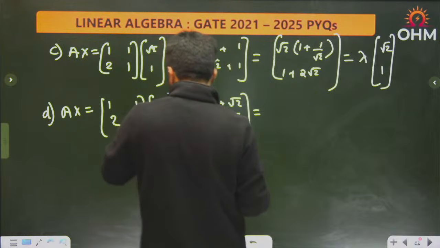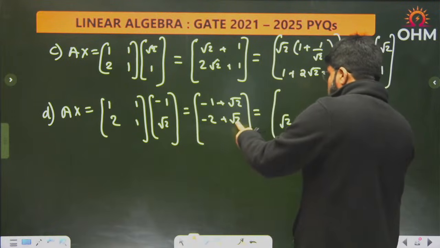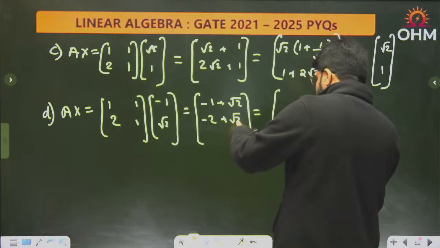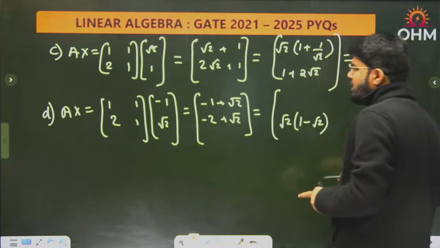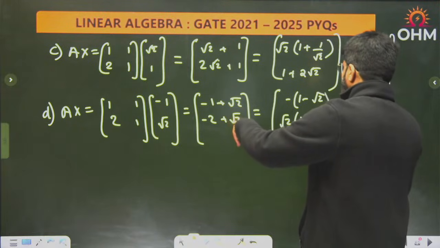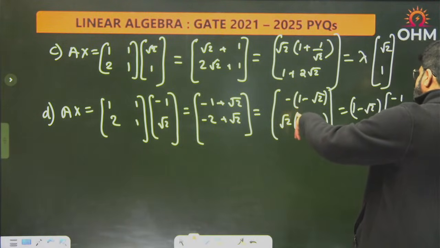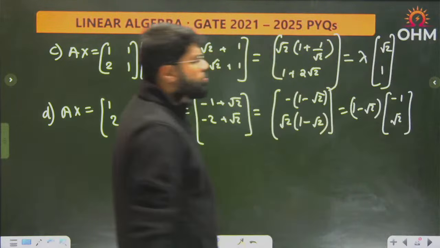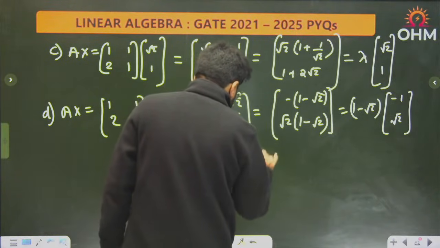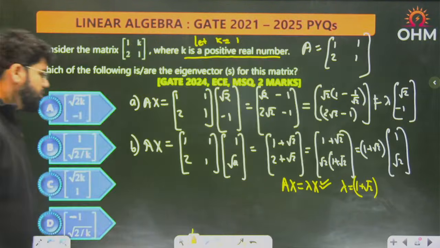Now from the second this time, I will try to take root 2 common. This will be 1 and then this will be minus root 2. Correct? So from the first I will take minus common so that I get 1 minus root 2. Now I will take 1 minus root 2 common, and then I get minus 1 and root 2, which is what was applied. That means in the D answer also, AX is satisfying some multiple of X, with lambda 1 minus root 2. Correct.